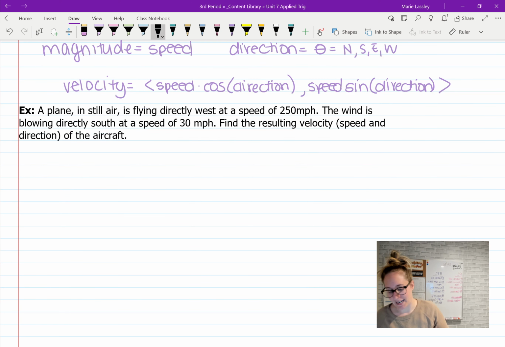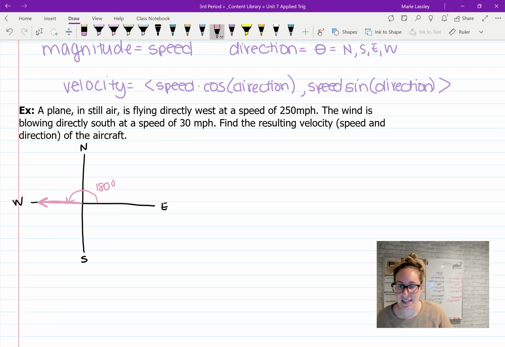Even though it doesn't say to do this, I would always recommend sketching out a picture when you're dealing with word problems. So I'm going to draw myself an XY axis. Remember, north, south, east, west, and then obviously there are the x and y axes as well. It says a plane is flying directly west, so directly west means we're literally on the negative x axis. So directly west is 180 degrees.